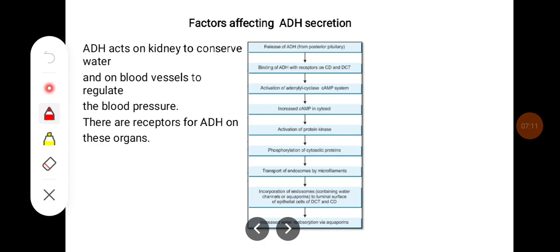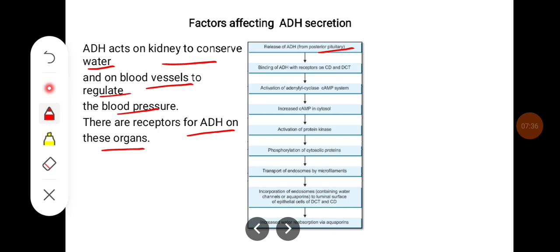So ADH acts on the kidney to conserve water and on blood vessels to regulate blood pressure. So there are receptors for ADH on these organs. So this is how the ADH is going to regulate the blood pressure or the blood volume or the extracellular fluid volume.